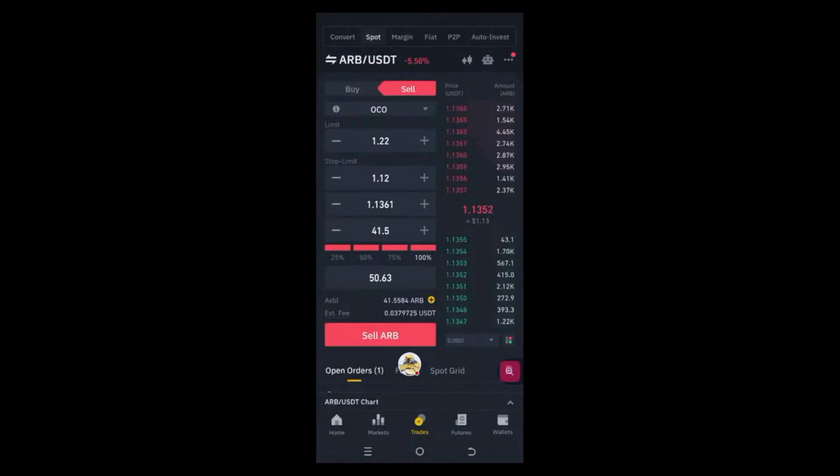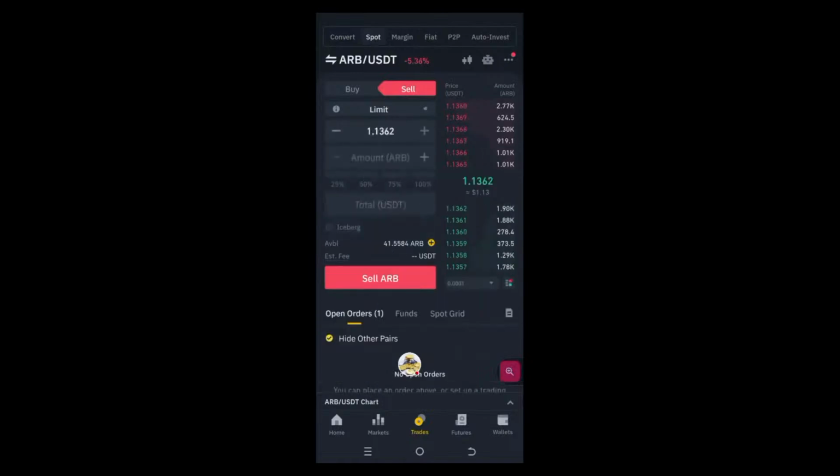That's the reason why I personally will not choose OCO, because I want to get the money. I want the price to get to 1.22 and I get my profit out. Now that's just the difference, right? Let me go to limit, because this is my absolute best, right? So for limit, I'm going to set the price I want.